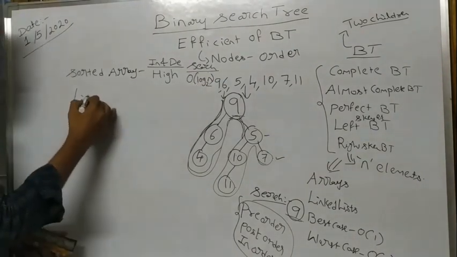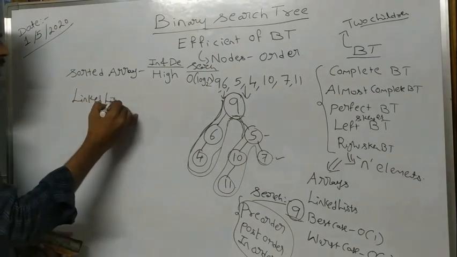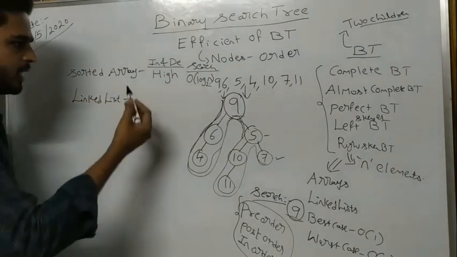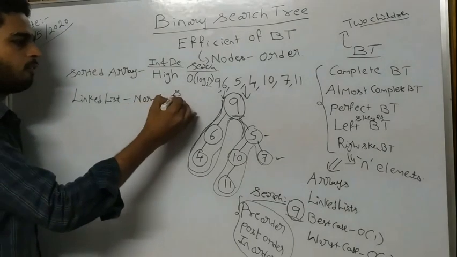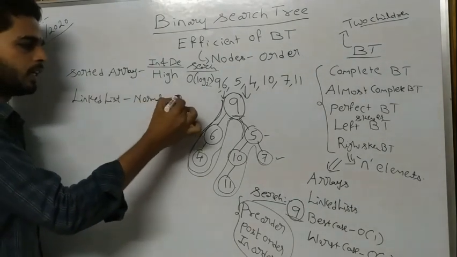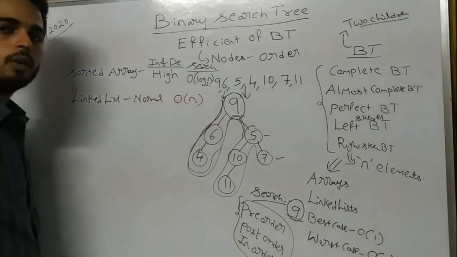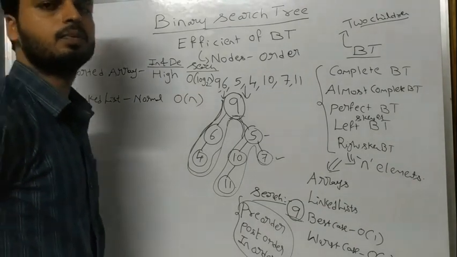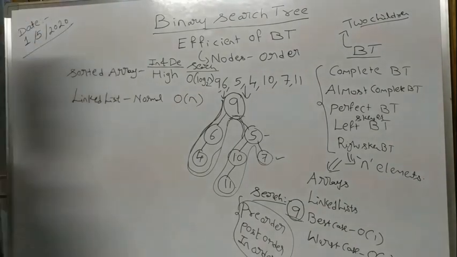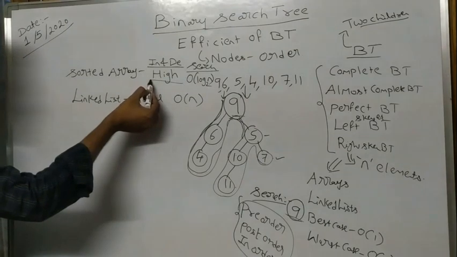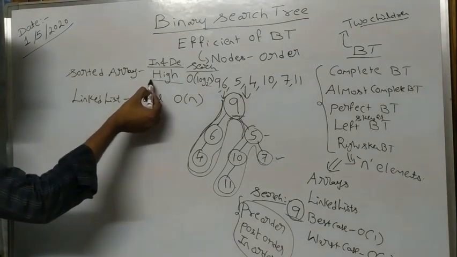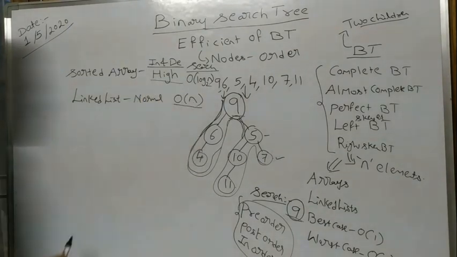Coming to general linked list. Insertion and deletion is normal, and what about search operation? It is going to take big O of n time complexity. Okay, so here insertion and deletion are normal, but searching is taking high time.